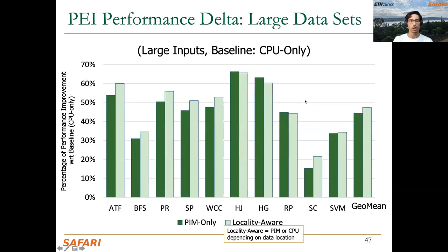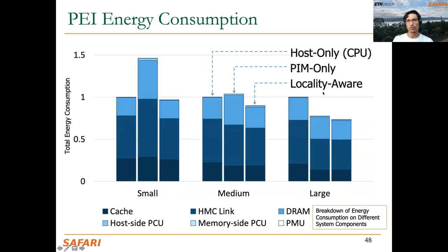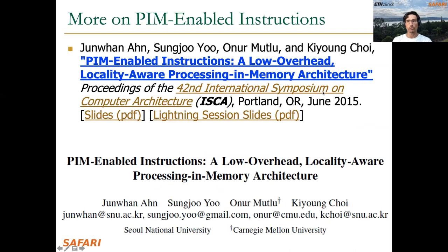And PEI provided very interesting results in terms of execution time, as you see, the interesting speedup here, up to 50% in some of the cases, actually almost 50% is the geometric mean, and also an important reduction of the energy consumption. This is a key work and one of the classic works in recent research in processing in memory, and you can find a link to the paper in this slide.